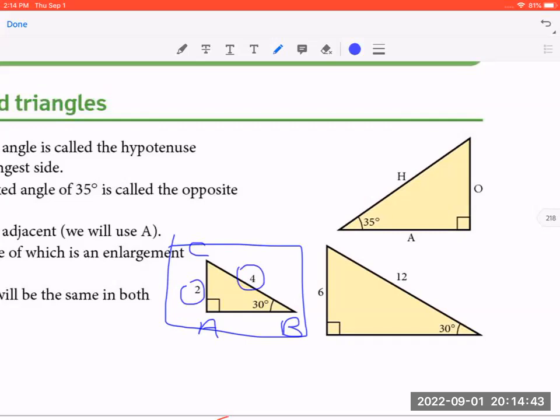The opposite. To what? To the 30. To the 30, yes. And what about the adjacent? Which one is the adjacent? AB. AB. Yes, that's totally correct.